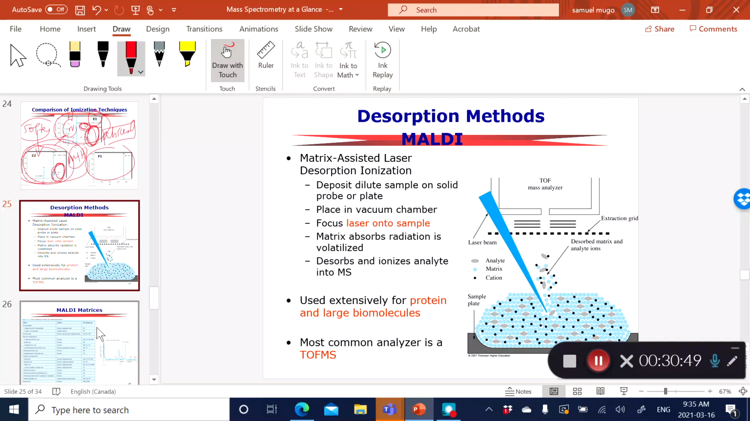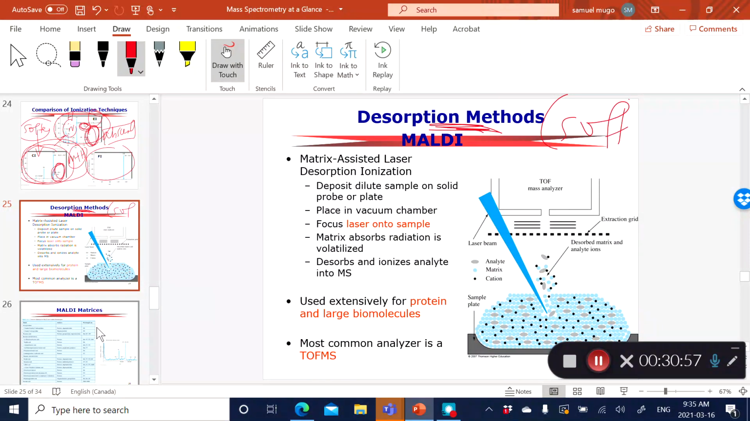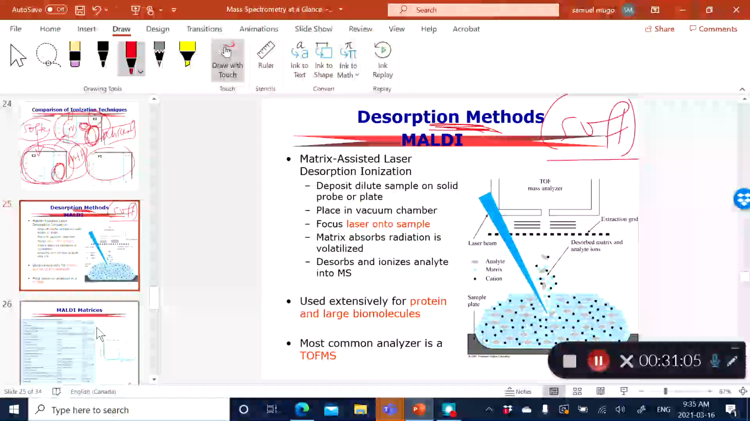So let's now talk very quickly about these other methods, called desorption methods. Desorption methods, by their very nature, are very soft. And also they are very new. These are techniques that were only discovered around the 1990s, thereabouts. So they're very new techniques. So MALDI is a very simple technique. As I say, this is what I focused on in my PhD.